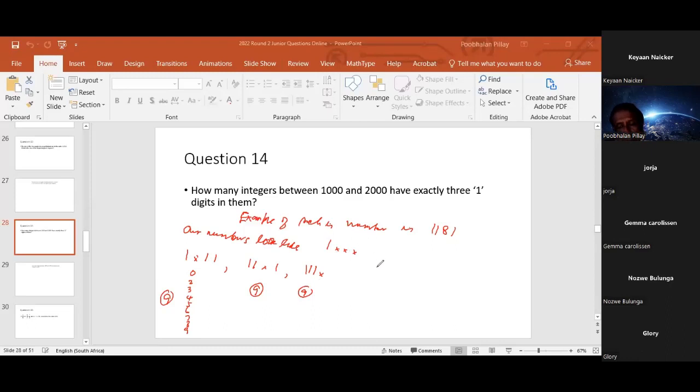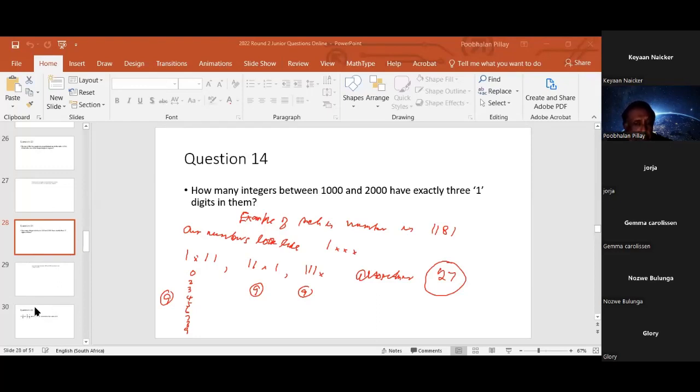So altogether, that takes care of everything. Altogether, you got 27. 9 plus 9 plus 9. All of them start with 1. So one of them is already there, one of the ones. So it's just a matter of counting how many others there are. So the answer to that question is 27. That's problem number 14.